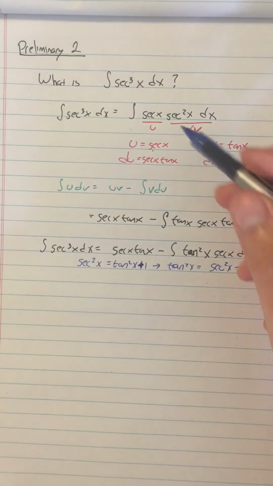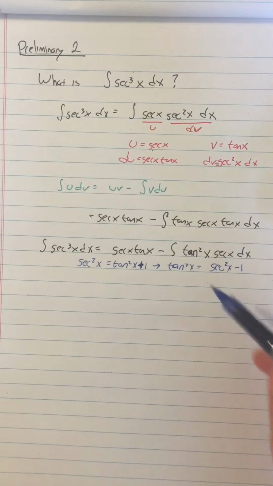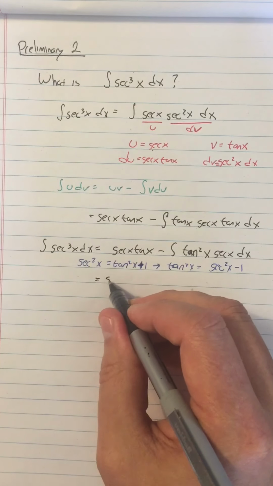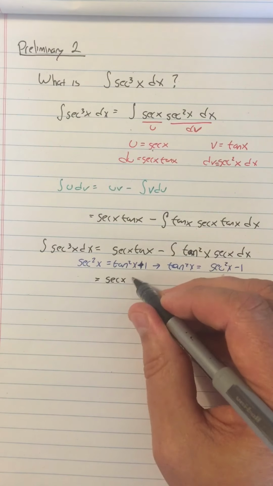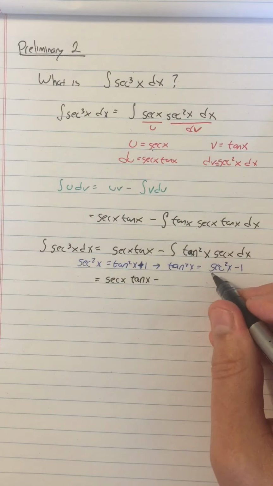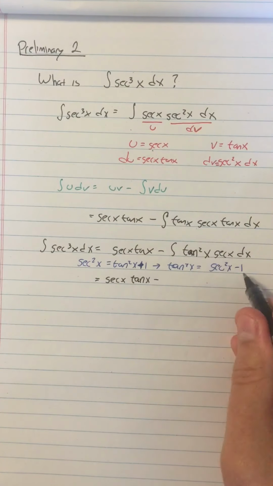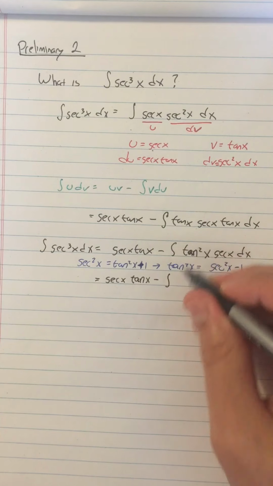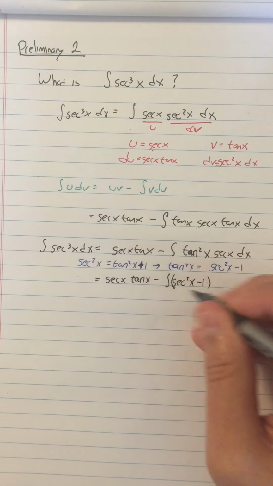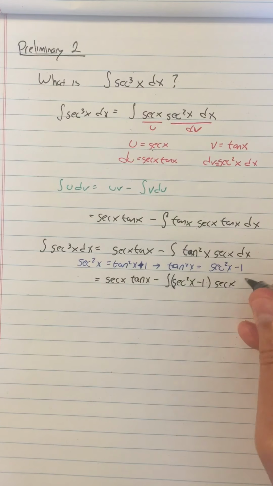So I did all this work to get this tangent squared in here, and I'm going to throw that tangent squared back into secant squared form. That's why it seems like I'm going in circles. But you're going to see how going in a circle actually benefits us and brings us back to something. So if I replace this tangent squared with secant squared minus 1, then I have the integral of secant squared x minus 1 times secant x dx.